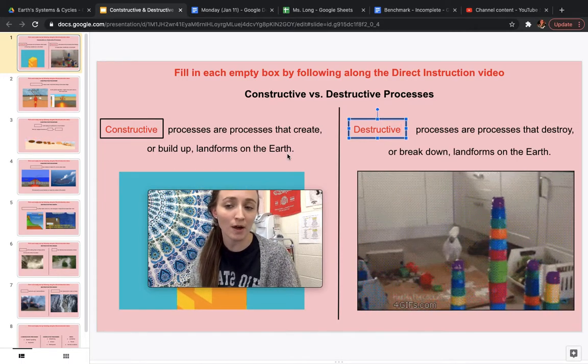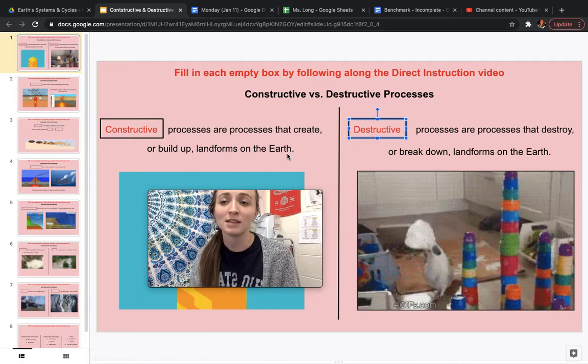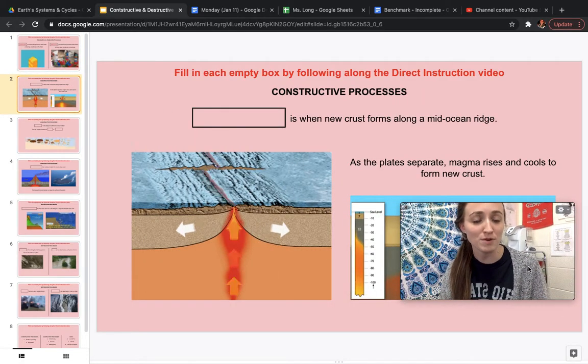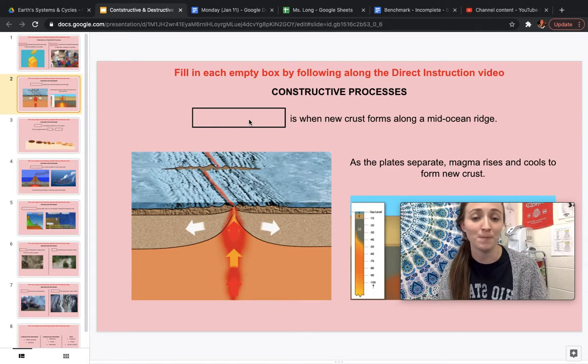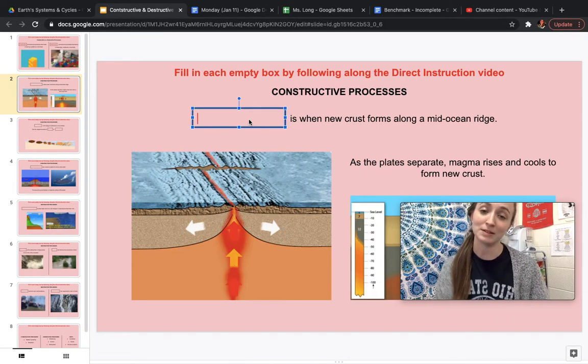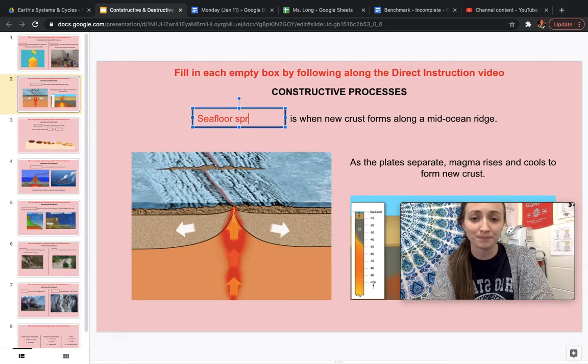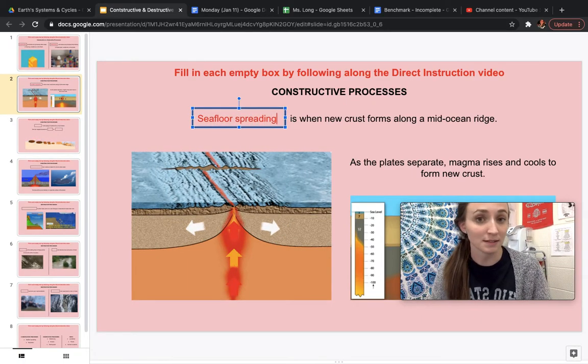So what do I mean by all this? What are some good examples? Let's first talk about constructive processes. What are a few examples of things that build up the earth? Well, first, we talked about this last week. We talked about sea floor spreading. And I know this is a little tricky, so let me go over it quickly again.